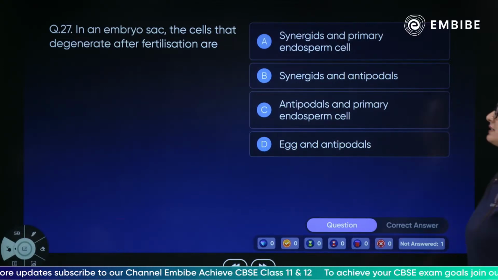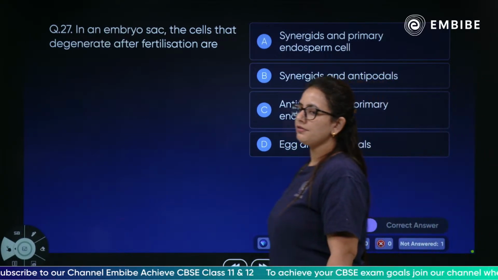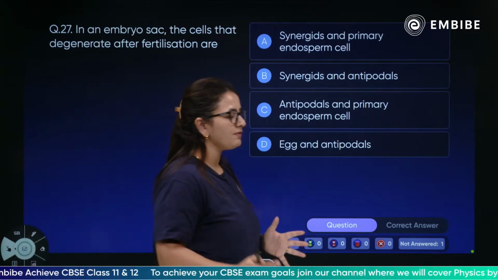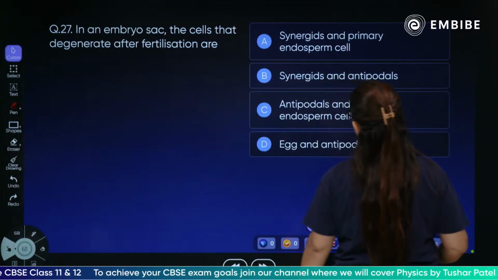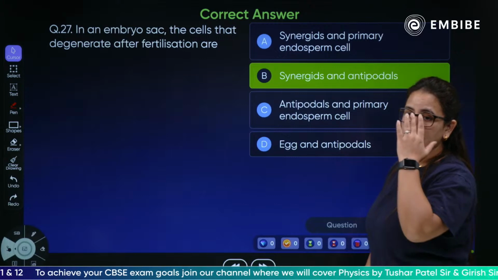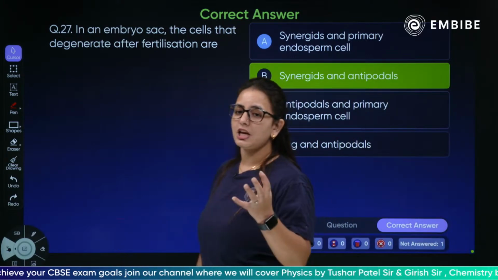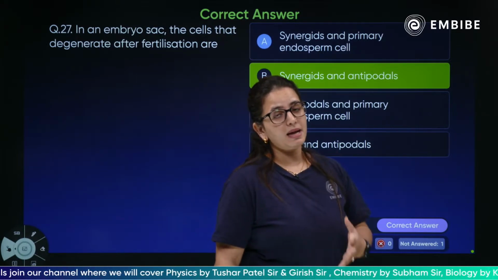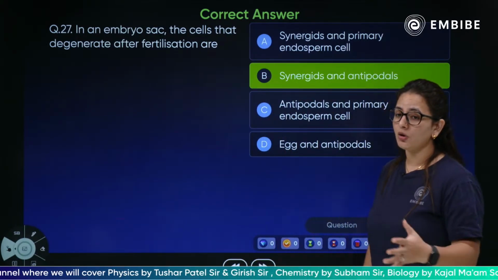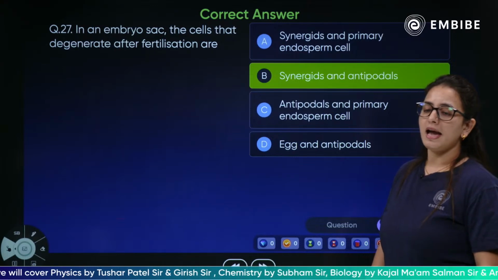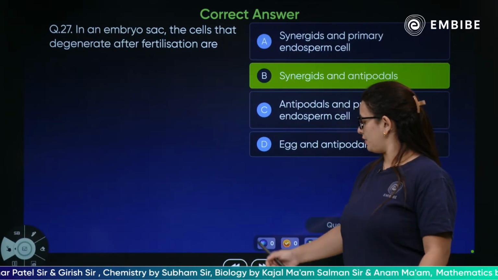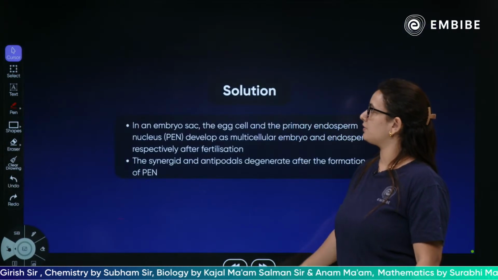In the embryo sac, the cells that degenerate after the fertilization events would be the synergids and the antipodal cells, because the central cell which has polar nuclei will develop into an endosperm, while the egg cell which the male gamete will fuse with will develop into a zygote, which eventually develops into an embryo. The respective cells will degenerate and the ovule will develop into a seed coat, the ovary into fruit, etc. Next question, children.